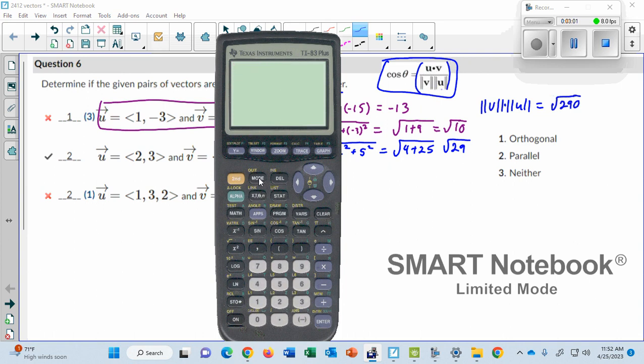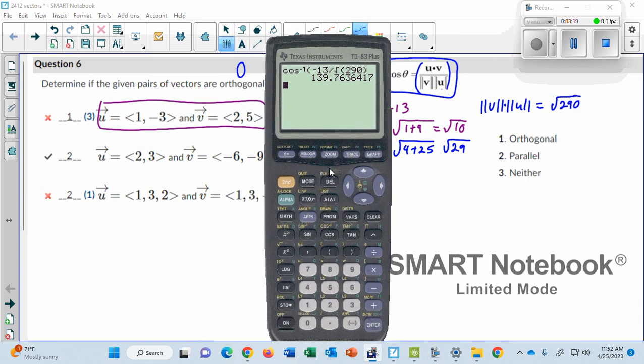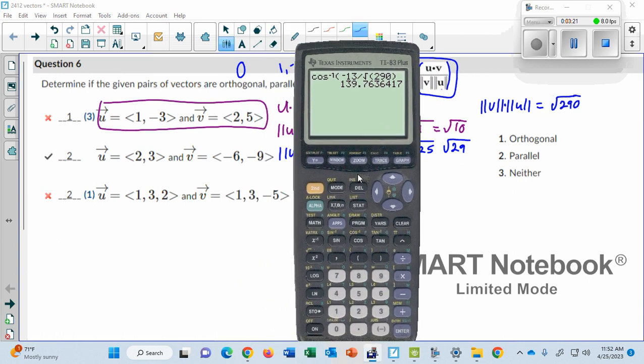So we're going to do the cosine inverse of, my numerator would be -13, and my denominator would be the square root of 290. And I'm getting 137.76 degrees, which seems to make sense. Yeah, that seems to be right.